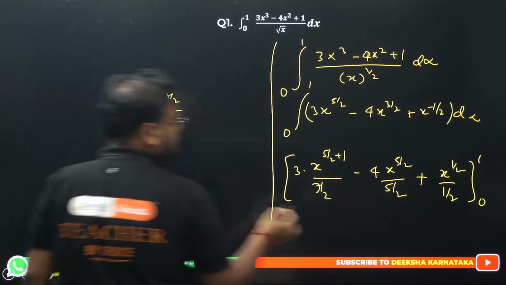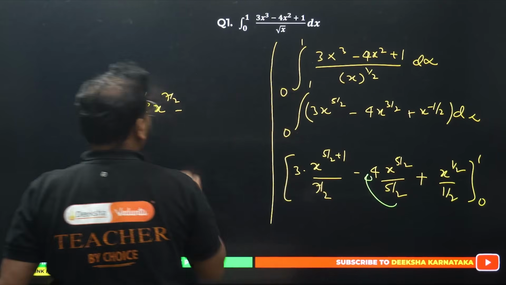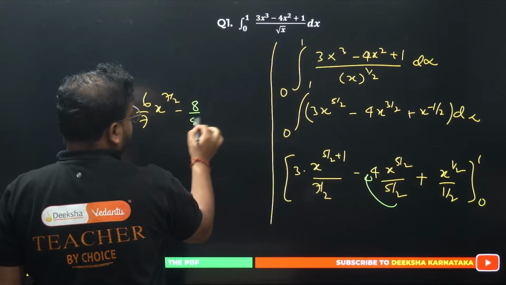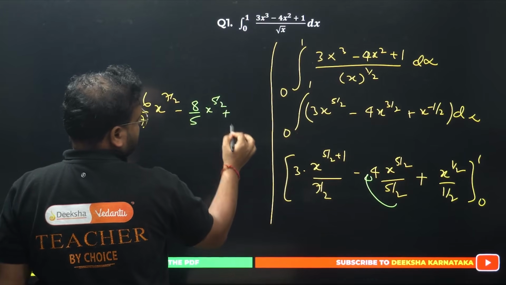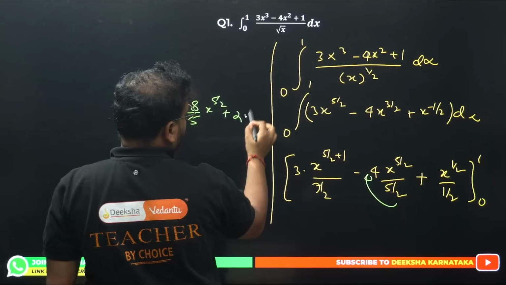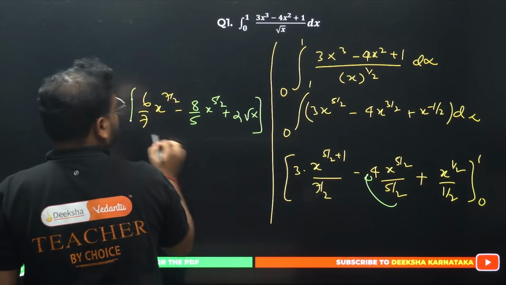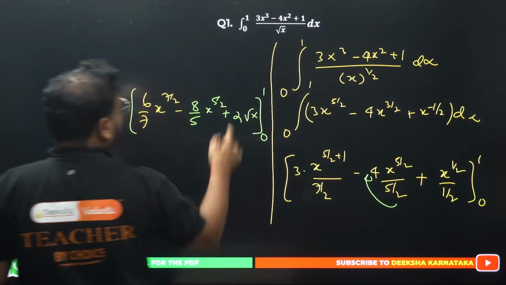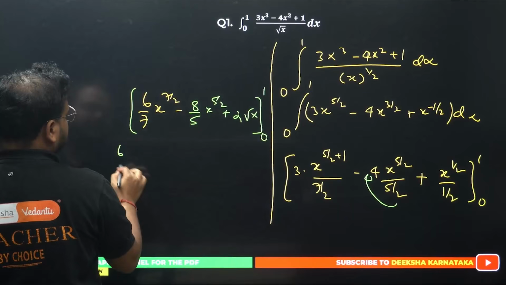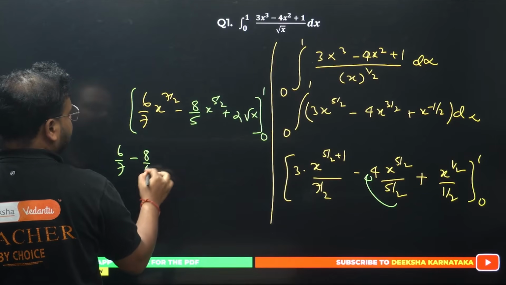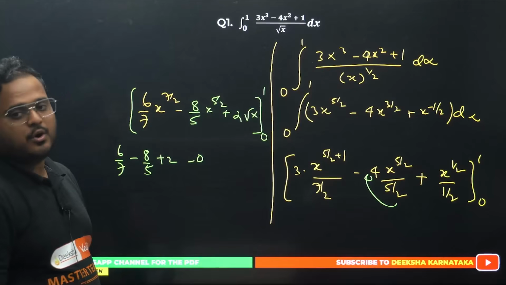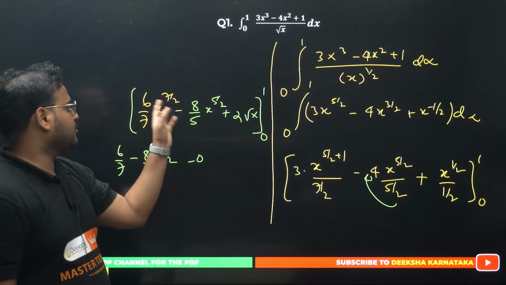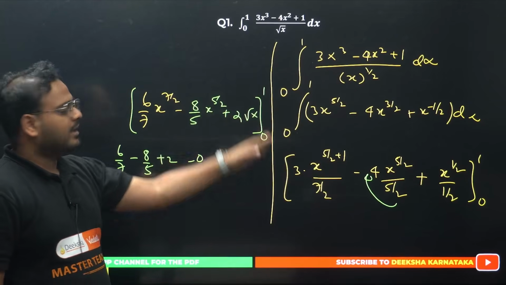This 2 will go up, so it will become 8. So 8 by 5 x power 5 by 2 plus 2 times root x, from 0 to 1. When you put 1, it becomes 6 by 7 minus 8 by 5 plus 2. When you put 0, everything is 0. If you put 0 over here, x is 0, which means the whole thing is 0 in all three terms.